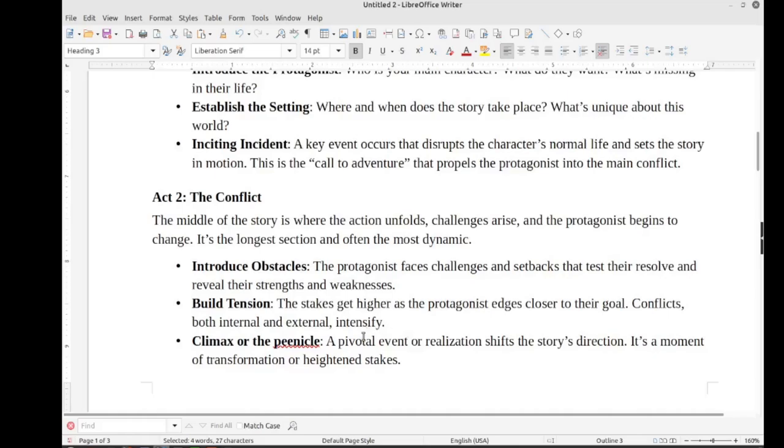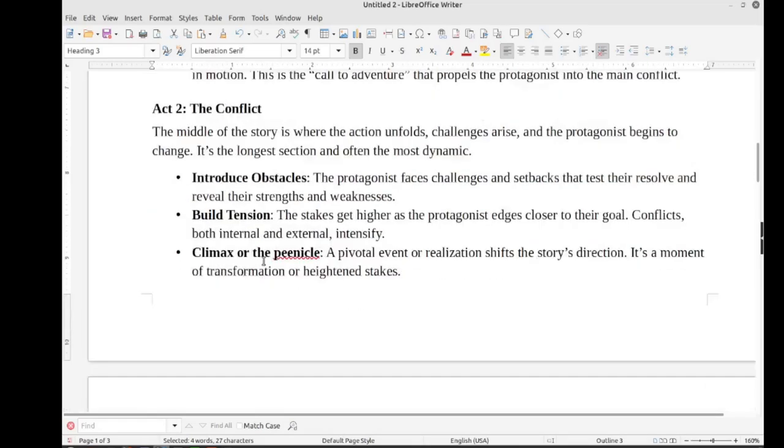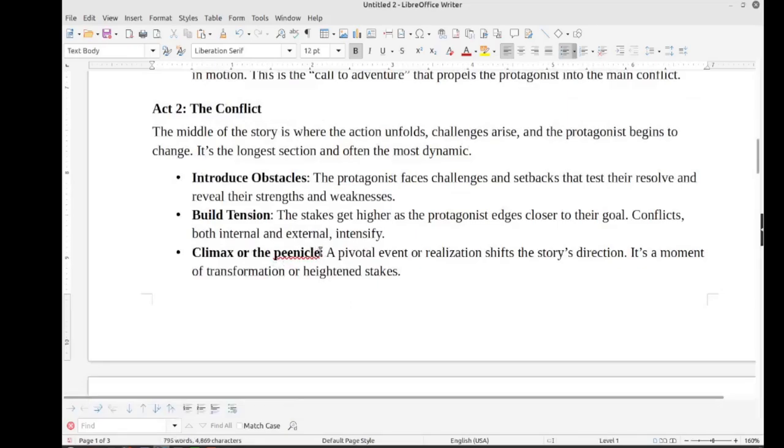Then you have the climax, or the pinnacle, which I cannot spell, pinnacle, at all. So this is a pivotal event or realization that shifts the story's direction. It's a moment of transformation or heightened stakes. For the Little Bitey story, book 23, this would probably occur on the space station.